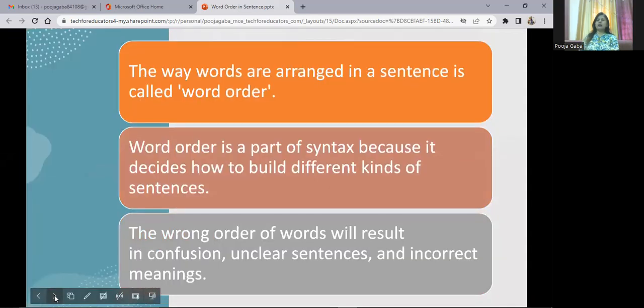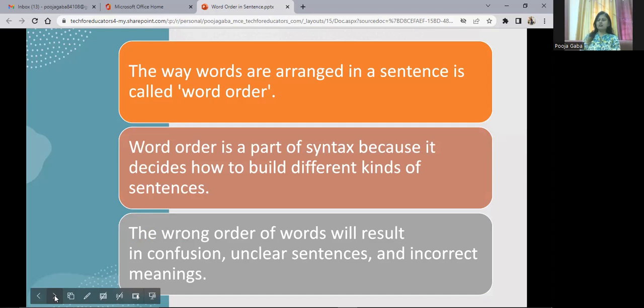The way words are arranged in a sentence is called word order. When we write down a sentence, there is a particular order for different words in which they are arranged. That is also called the syntax. Word order is a part of syntax because it decides how to build different kinds of sentences. The wrong order of words can result in confusion, unclear sentences, or incorrect meanings.